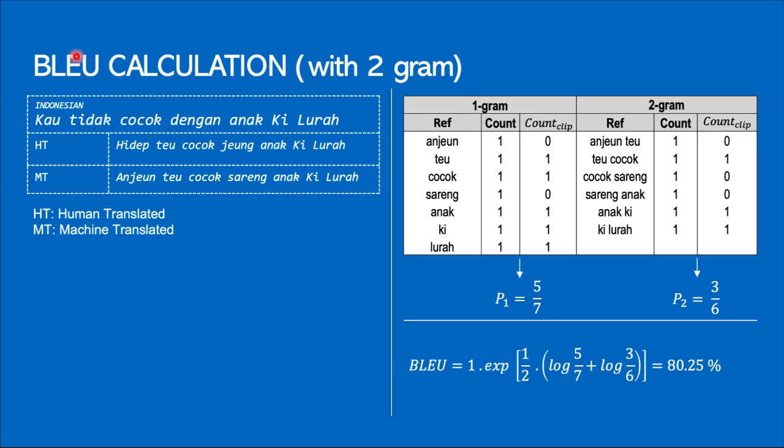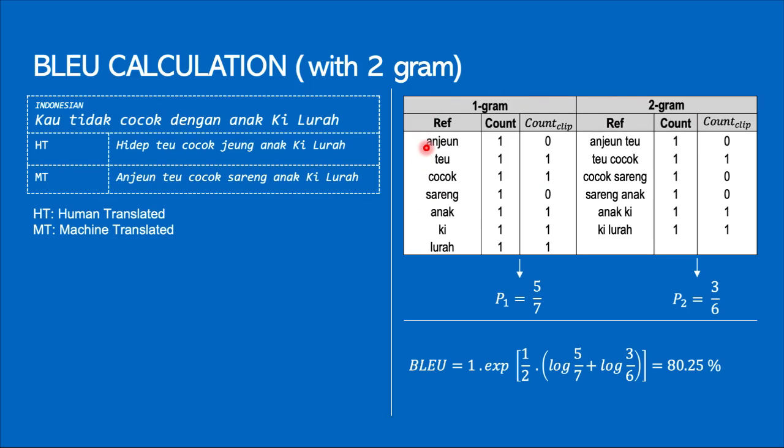In this example on the left side, there is the source sentence in Indonesian, the reference human translated sentence in Sundanese, and the machine translated sentence in Sundanese that will be used to calculate BLEU score. On the right side, there is a table that indicates the calculation of 1-gram, or unigram, and 2-gram, or bigram. First, let's see the calculation of unigram.